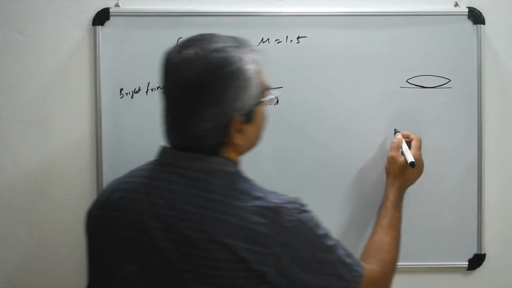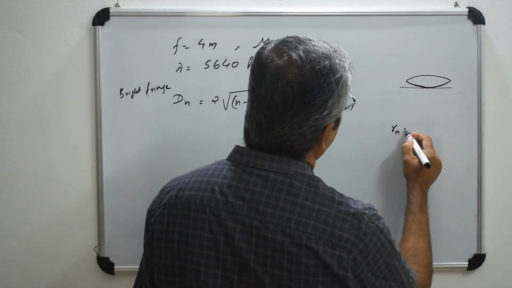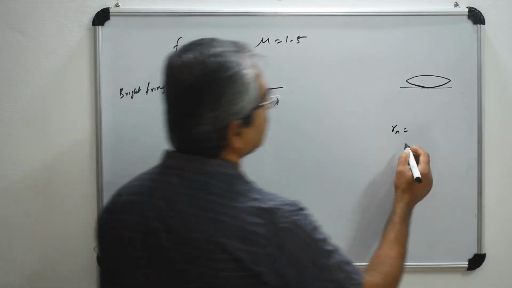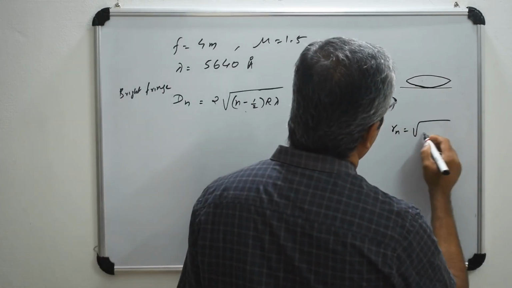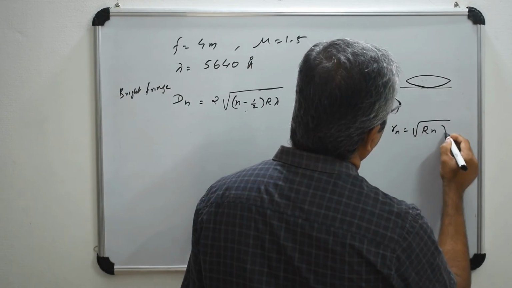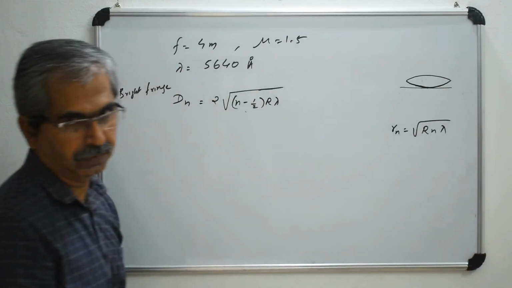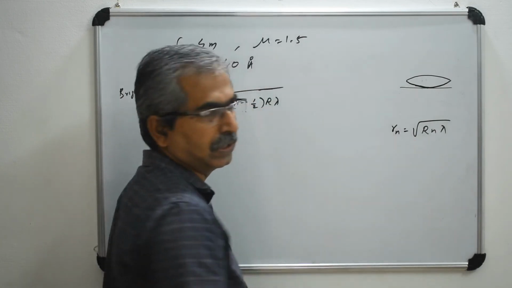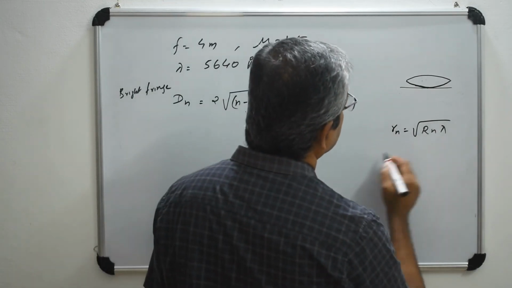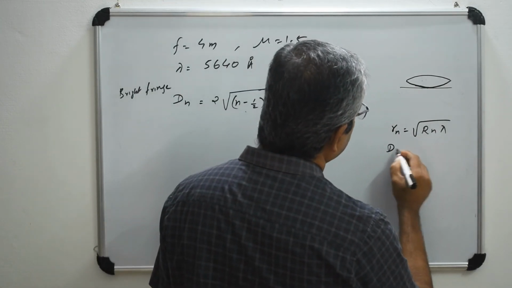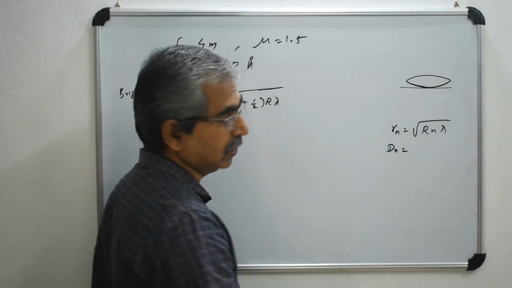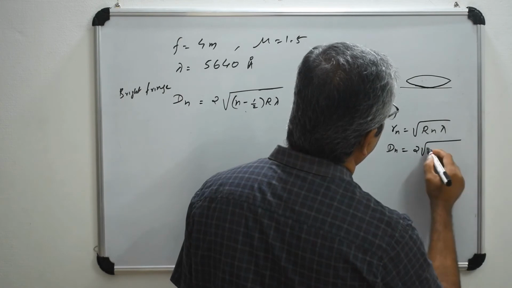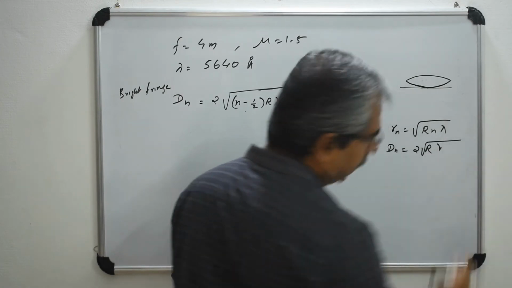See, for the dark fringe, we have seen already its derivation. For the dark fringe, the radius is given by square root of r into n into lambda. This is the equation we have obtained, where n is equal to 1 gives the first ring and so on. And the diameter of the nth dark fringe is given by twice the radius, that is 2 into square root of r into n into lambda.